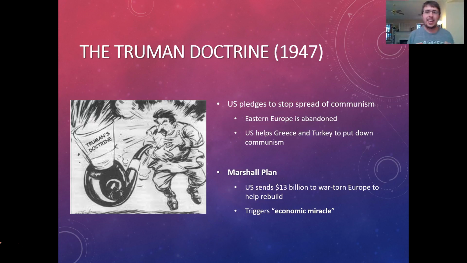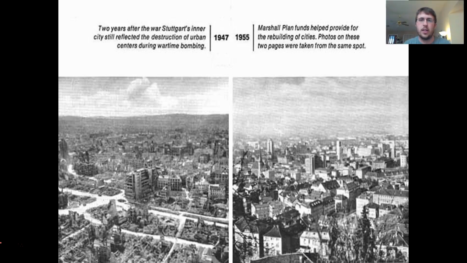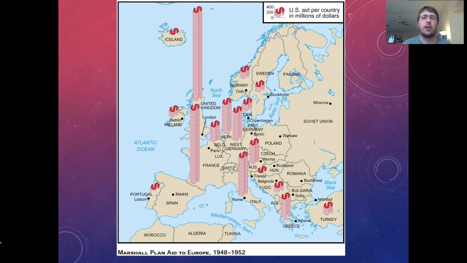This is going to trigger an economic miracle in Western Europe, which you see a lot of economic revival for the country or for the continent because of this financial investment. Take a look at Stuttgart in West Germany in 1947. That is a crap hole as they rebuilt for the war. But 8 years later, Marshall Plan funds from America have helped rebuild the country. And in this map, it shows you by dollar sign how much money has been invested in Western European countries.